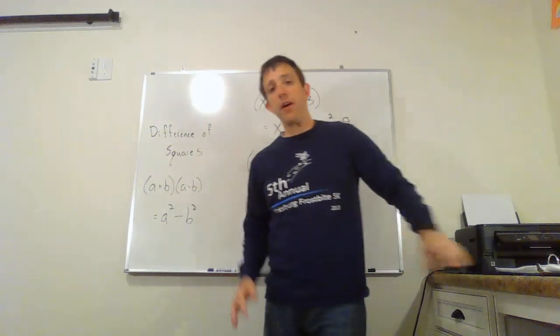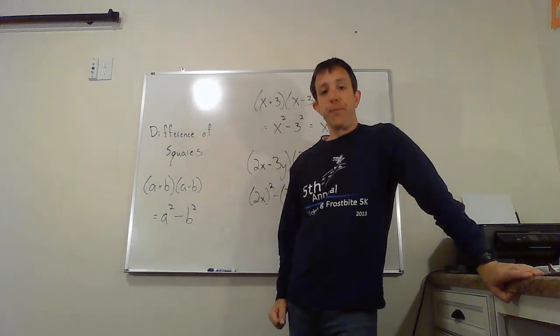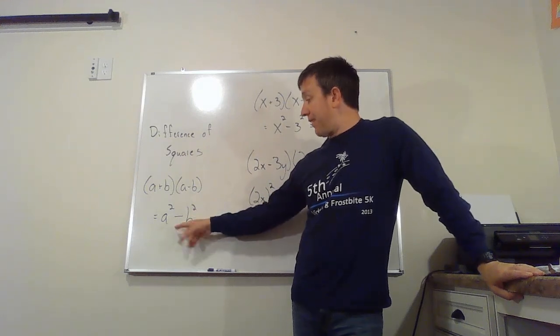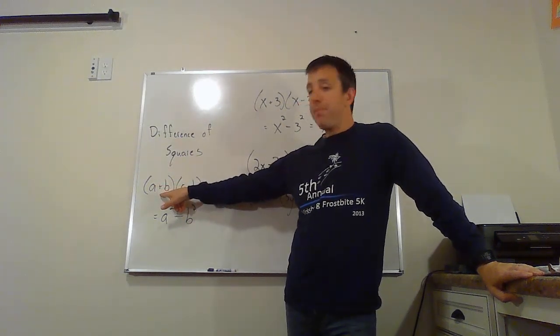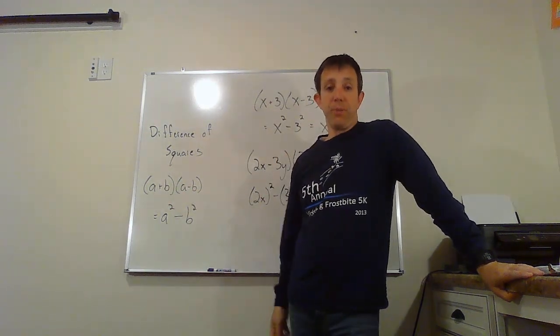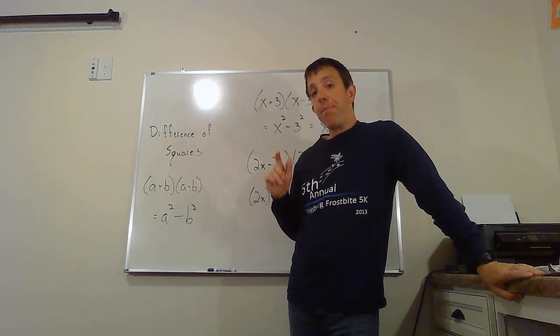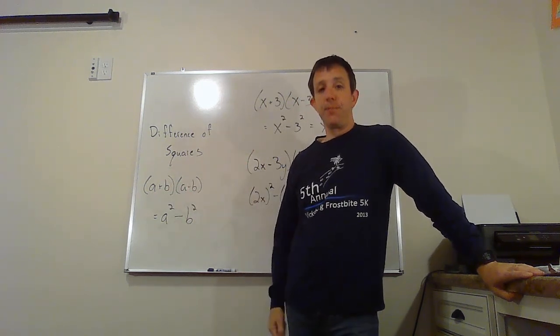Okay, so for our last pattern that we're going to look at, this one is called the difference of squares. And the reason it's called that is because of how it's going to end up. What we're looking at here is a plus b times a minus b. So you have the same two things in your two sets of parentheses being multiplied, but one has a plus sign and one has a minus sign, right? A plus b, a minus b.